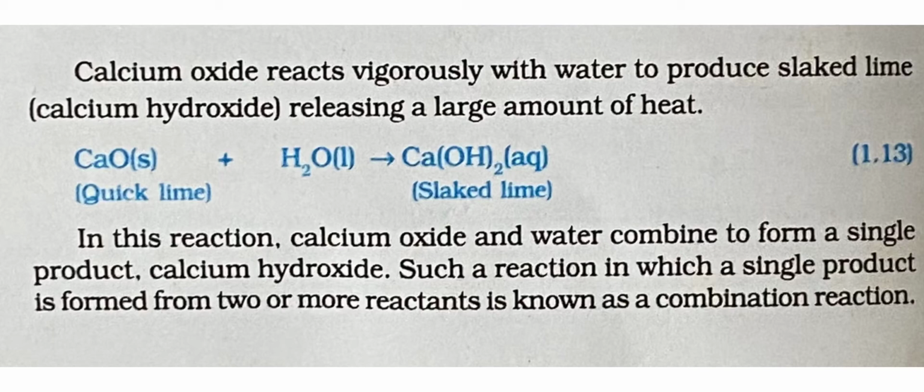Such reactions in which a single product is formed from two or more reactants are called combination reactions. So this is an example of a combination reaction. Here you have to remember the other name of calcium oxide, that is quicklime, and another name of calcium hydroxide, that is liquid lime. It can be asked in short answers. Also you can see that a large amount of energy is released during this reaction, so it is an exothermic reaction.